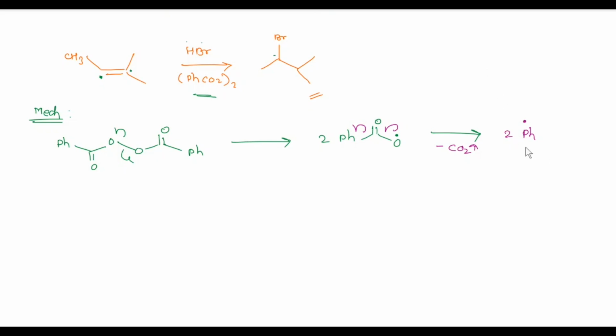So in the next step this Ph radical abstracts hydrogen radical from this HBr and forms benzene plus this Br radical. So in the next step this Br radical reacts with the given alkene.